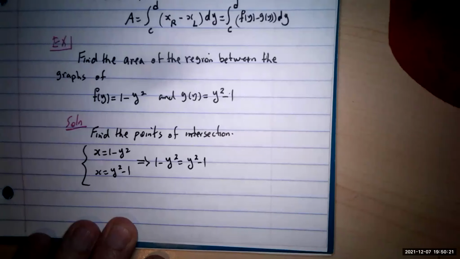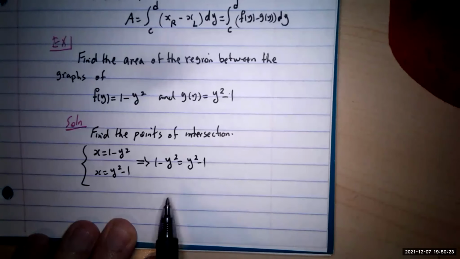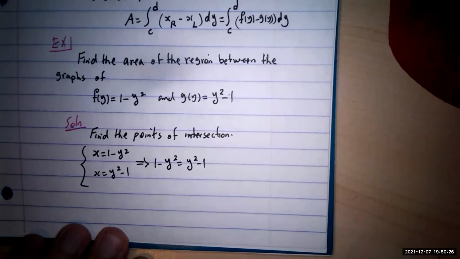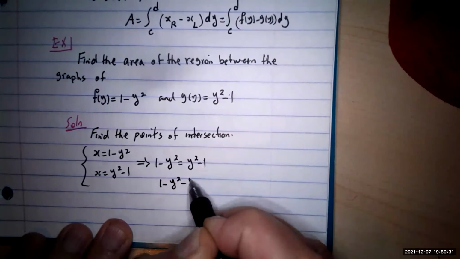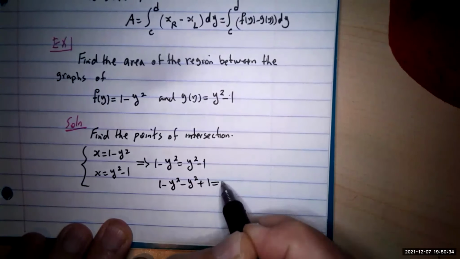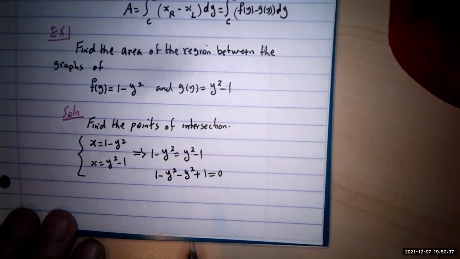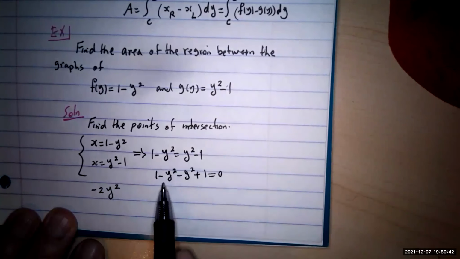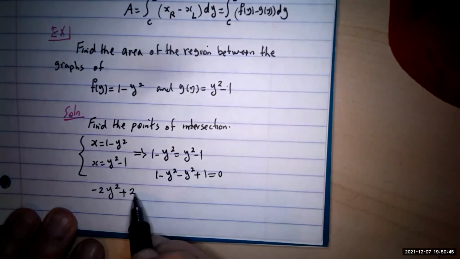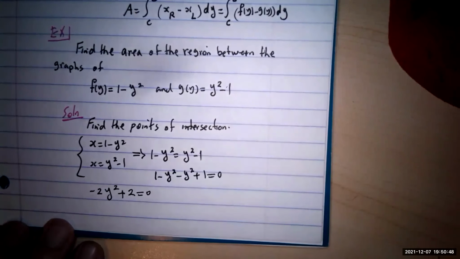So we pull everything to one side of the equation because you want to solve for y. So you have 1 minus y squared, so that would be minus y squared plus 1 equal to 0. That gives you negative 2y squared, and 1 plus 1, which is 2, equal to 0. You have to solve for y. You can factor it, or you can move it to the other side, find y squared, and then take the square root, whatever you feel comfortable doing.